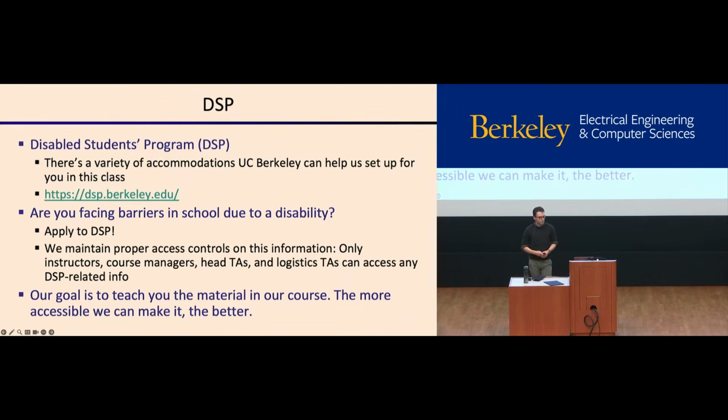There's also this awesome Berkeley disabled students program. This is the way that the university helps us to accommodate various things that students need to learn effectively. So if you're facing barriers in your learning and you need some accommodations, you should just apply to DSP. This is the best way for us to know what those accommodations are and make sure that we're teaching you as effectively as possible. So this is a great program. We're happy that we can work with them.